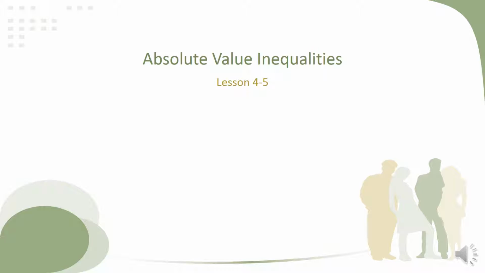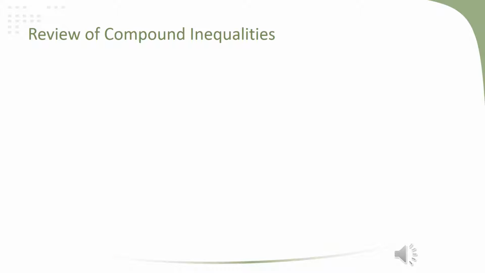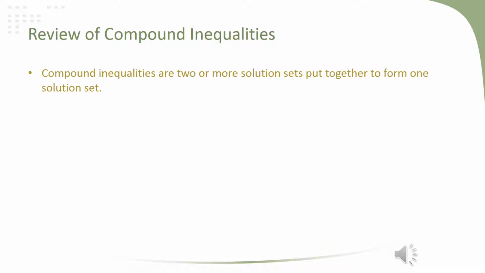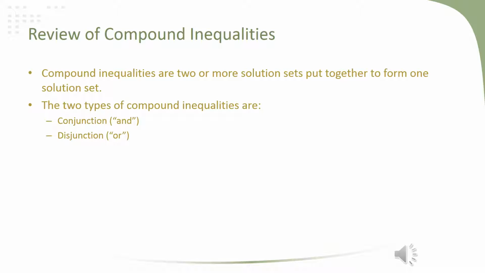This is lesson 4-5, absolute value inequalities. To solve absolute value inequalities, we're going to have to review compound inequalities that we did in lesson 3-6. Compound inequalities are two or more solution sets put together to form one solution. There are two types of compound inequalities: conjunction, which is "and," and disjunction, which is "or."